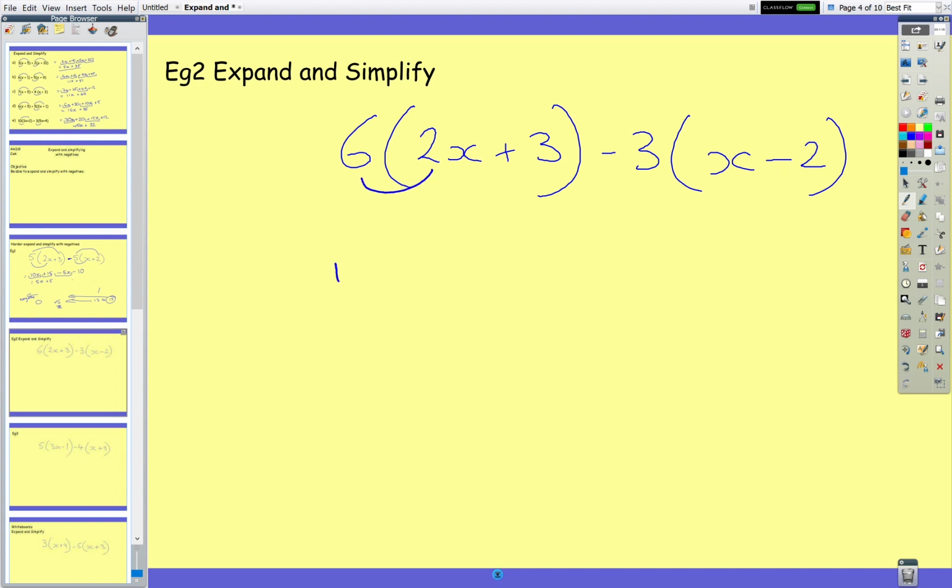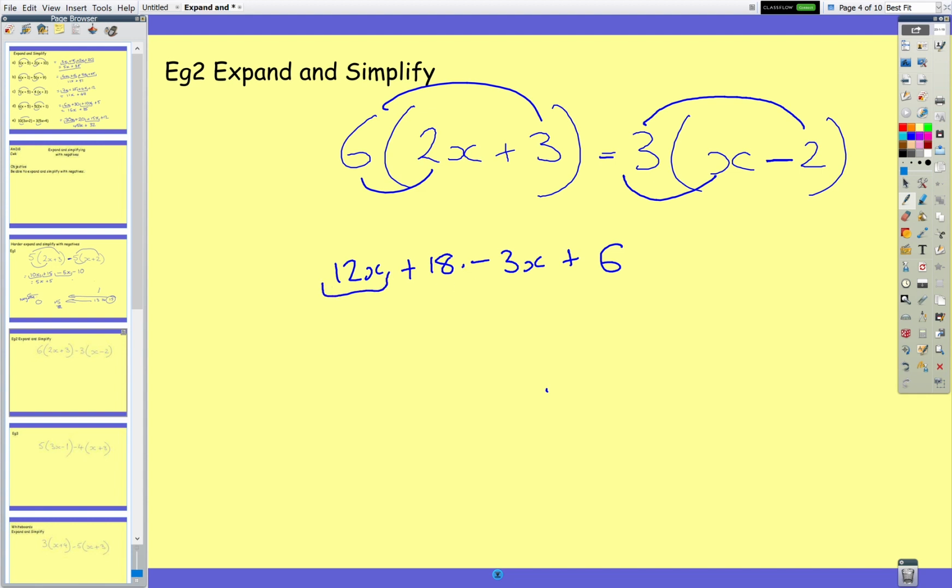So that gives me 12x, this here gives me positive 18, then minus 3 times x, negative 3x, and minus 3 times a minus 2, well 3 times 2 gives me 6, a minus and a minus, yeah, you got it, it's a positive, okay? So if you're going to go wrong, that is where it's going to be.